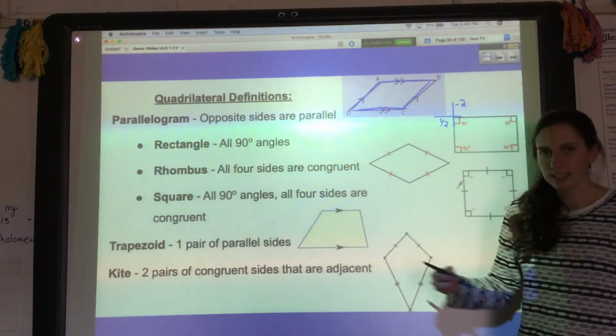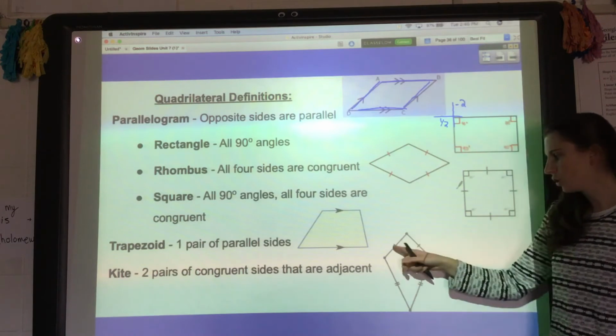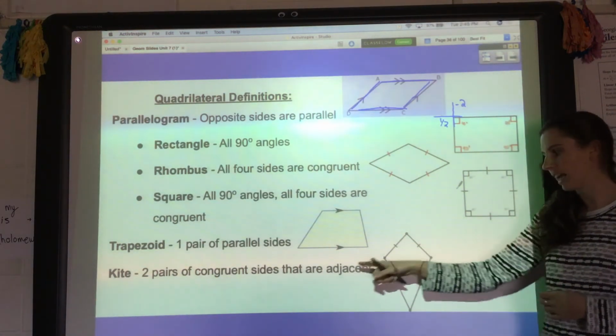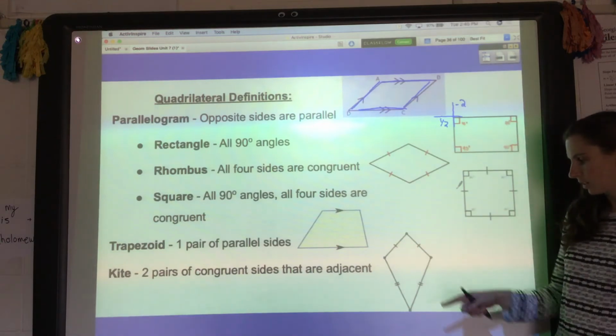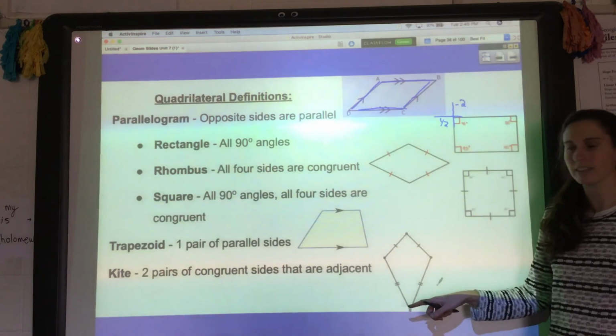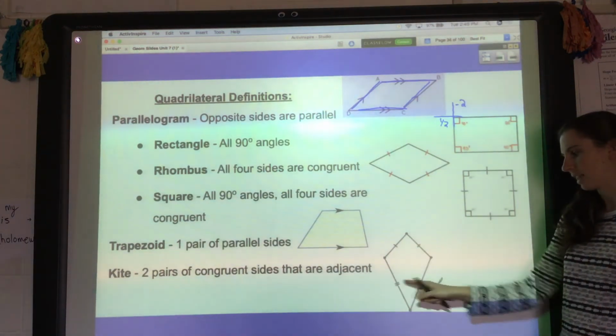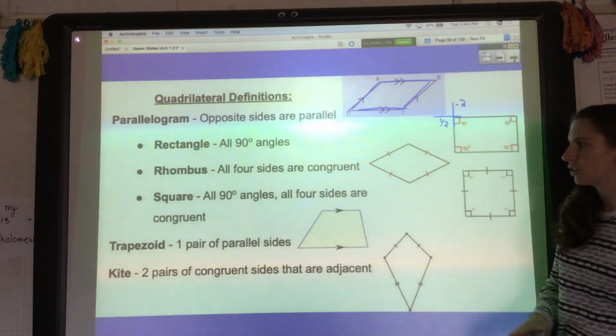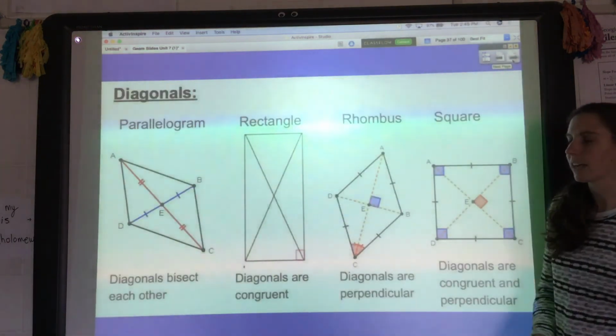And then a kite is not as common, but a kite is just 2 pairs of congruent sides that are next to each other. We call that adjacent. So like these two are the same and these two are the same. Once again, that would just be find the lengths and prove that these two are the same and that these two are the same. You can also prove each of these by using their diagonals.